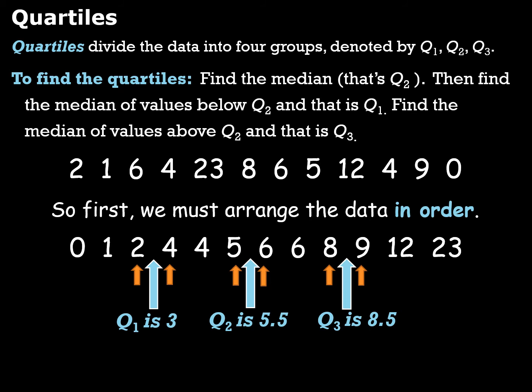So again, what we did first is found Q2 by finding the median. Then we looked at everything below the median to find the median of that, and that was Q1. We looked at everything above the median and found the median of that, and that was Q3.